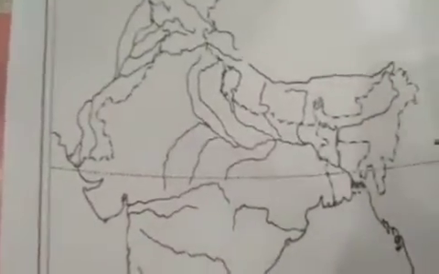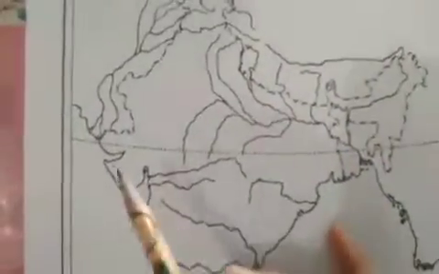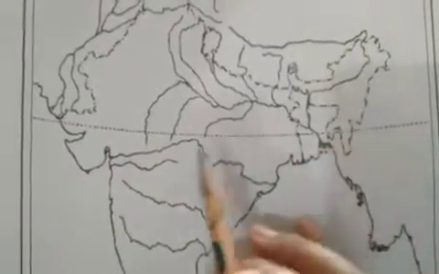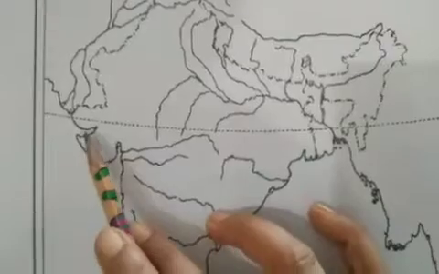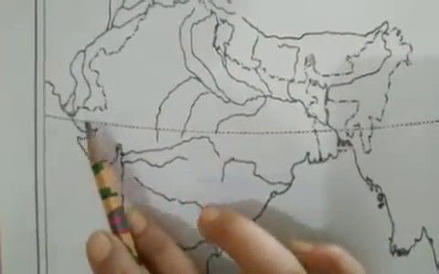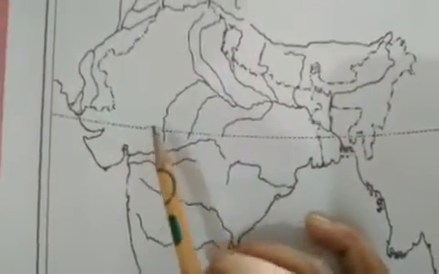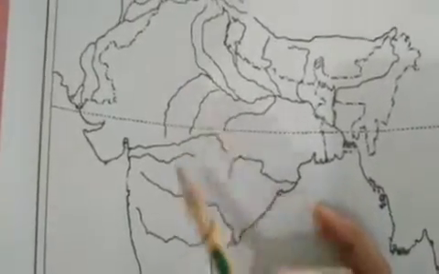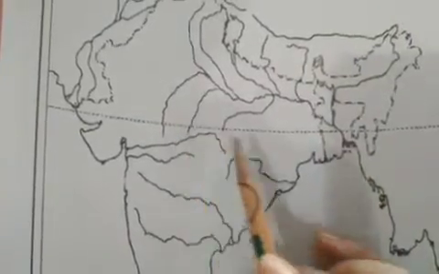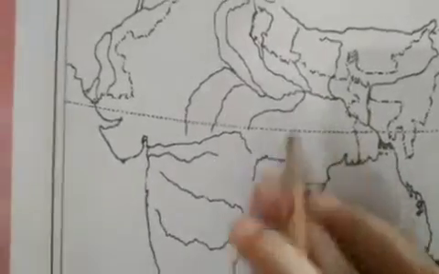Now we are going to mark the important latitude and longitude. This important latitude is already made in some of your maps, right? This is your Gulf of Kutch, and above that the Tropic of Cancer, 23.5 degree north latitude, passes and cuts India into equal halves, right? This is the Tropic of Cancer, the important latitude, 23.5 degree north latitude. So it's already marked here.